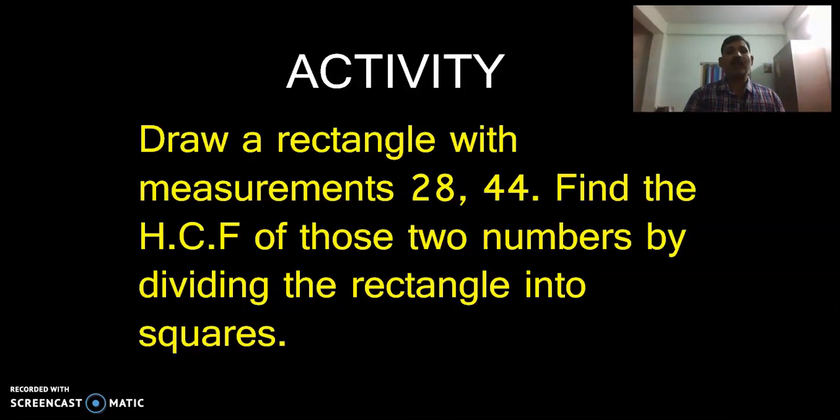Now I'm going to give you one small activity based on the same manner as whatever we did earlier. So I'm just changing the dimensions. Draw a rectangle with measurements 28 and 44. Find the HCF of those two numbers by dividing the rectangle into squares, right?